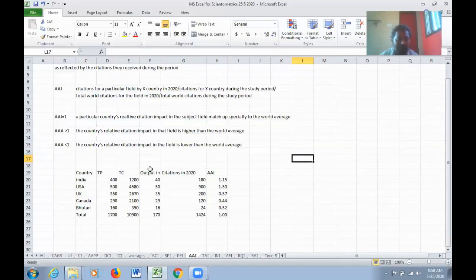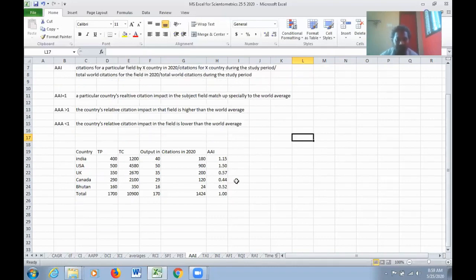Fine. So what is the formula? The formula says: citations for India in 2020 divided by citations of India during the entire study period. This first part of the formula is divided by total world citations in 2020 divided by total world citations for the entire study period. Fine. So this is normally calculated for an individual specific field.